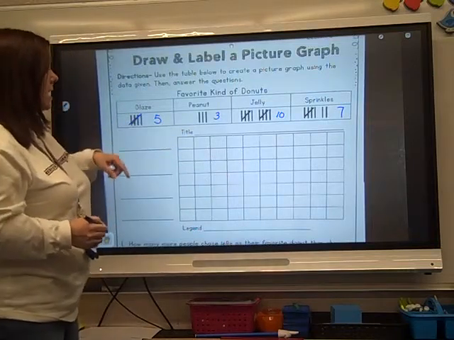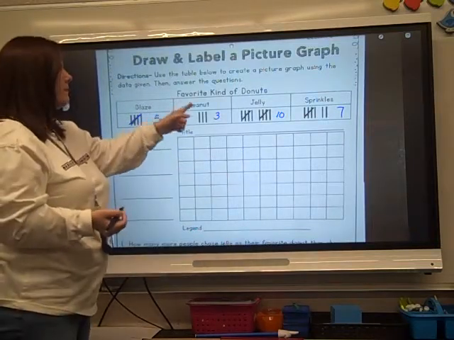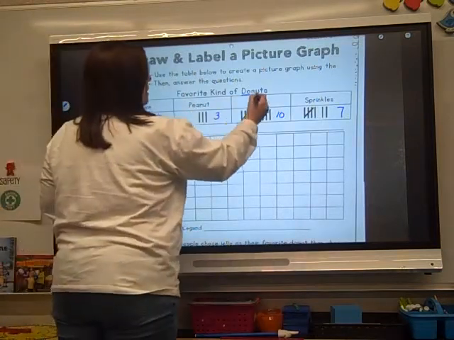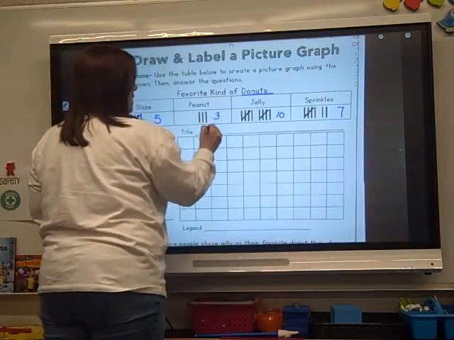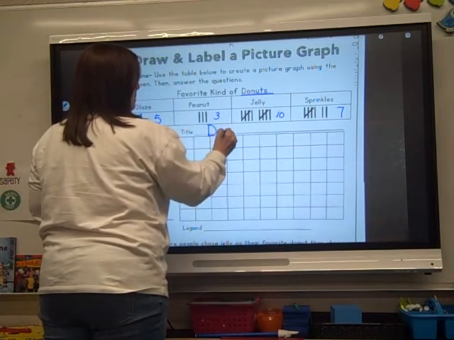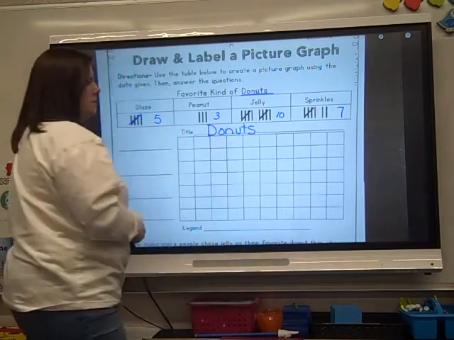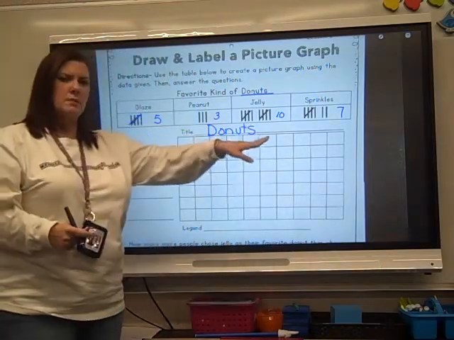So now we've got to label and draw our picture graph. Now we have to put our title. What are we talking about? Our favorite kind of donuts. So guys, I'm going to make this shorter. We're just going to go with the word donuts. So put the word donuts. Make sure that the title is donuts.